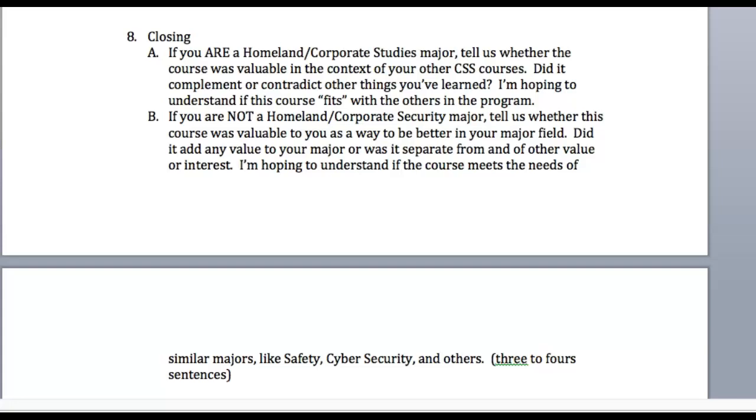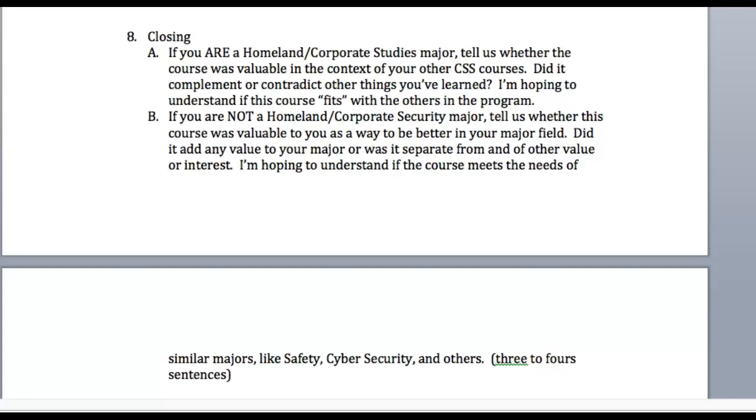We've all taken courses because we have a certain number of electives to take, and we say, hey, this sounds like it might be interesting. So we take that course. But I would also like to understand whether or not it added any value to you as a cybersecurity major, as a safety major. I can see that tie in. As an English major, perhaps the writing portions, I don't know.